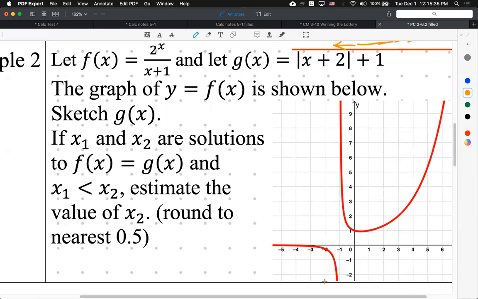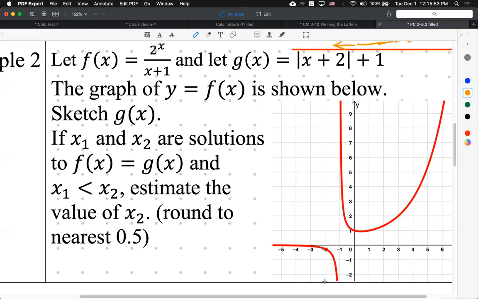Luckily, the first one that they always give you, f of x, they will always graph for you. So that's what it looks like right down there. And we're going to let g of x equal that one. You always will have to graph the second one. You're going to be graphing g of x. Hopefully, you remember how to graph absolute value, absolute value of x plus 2, plus 1. You remember how to do this, hopefully?